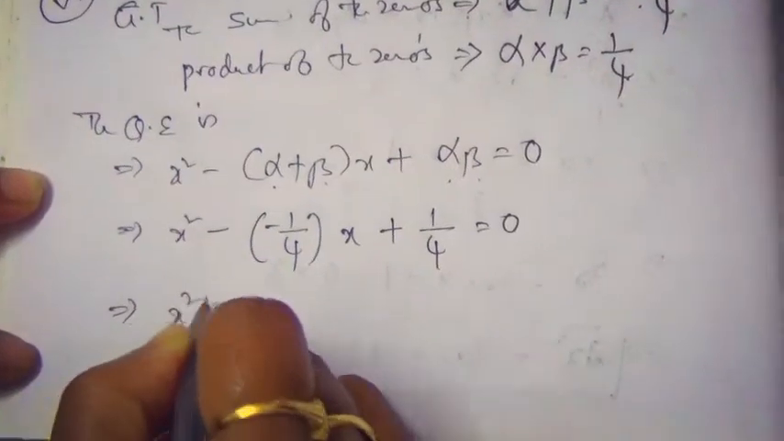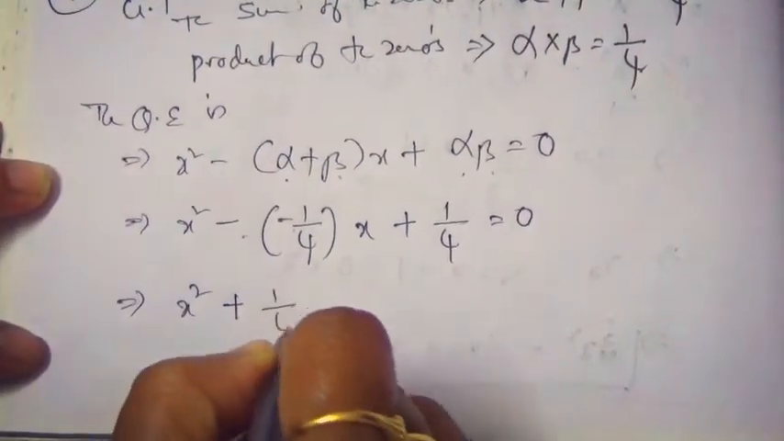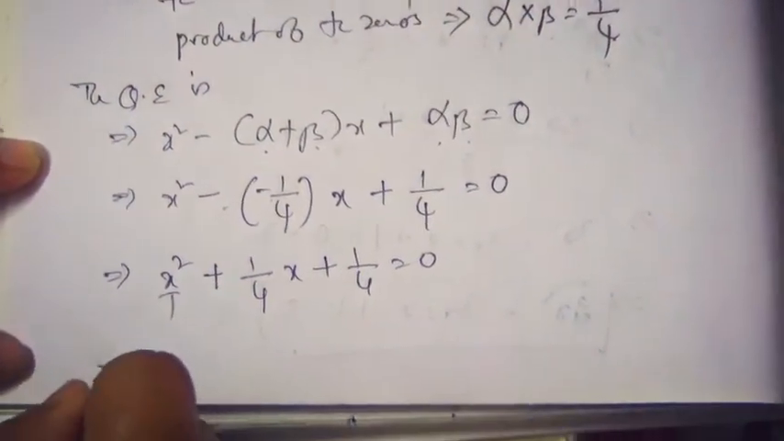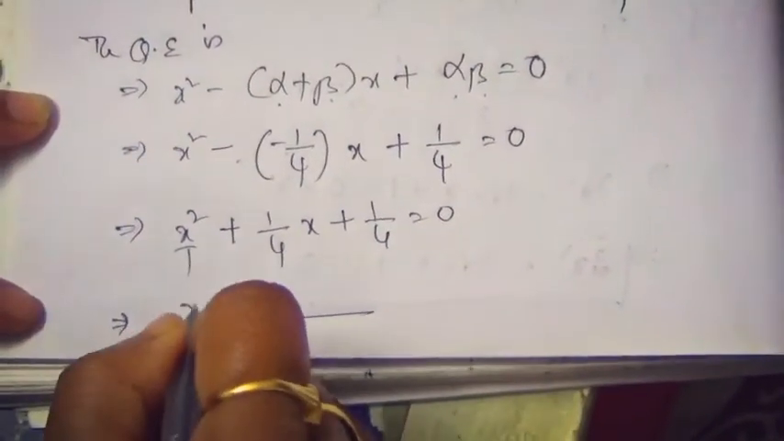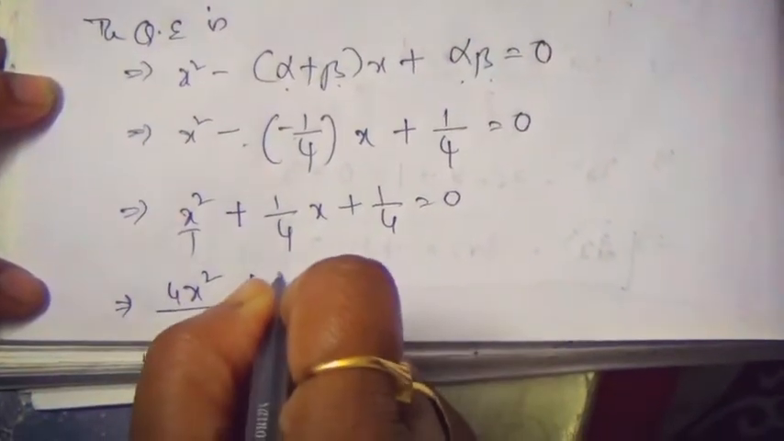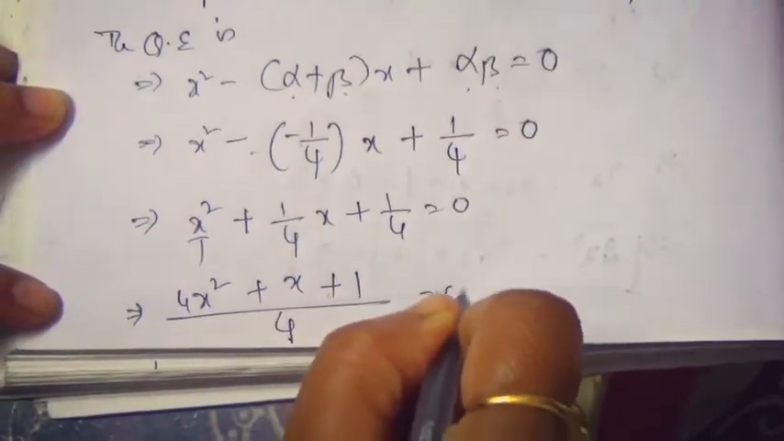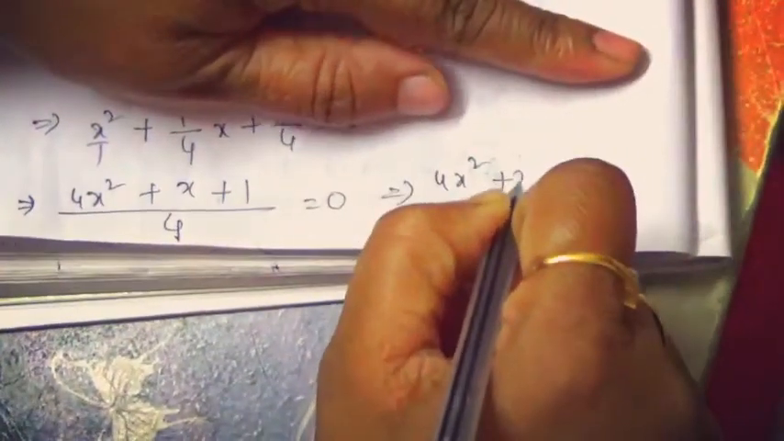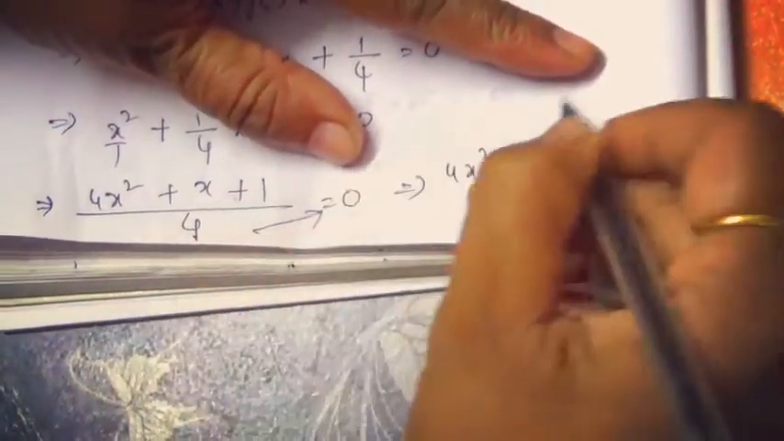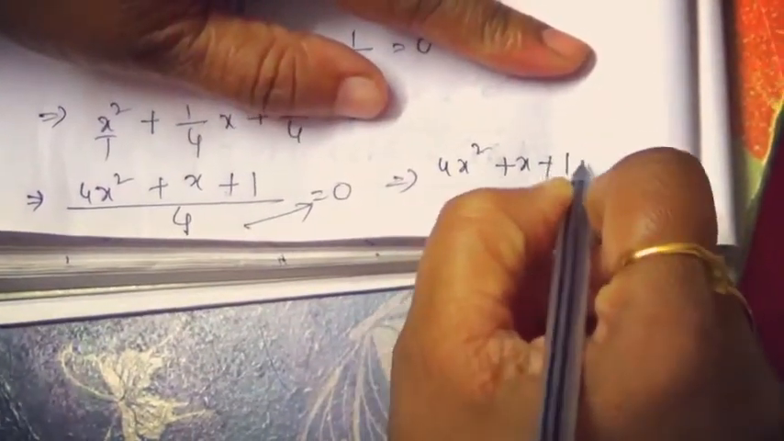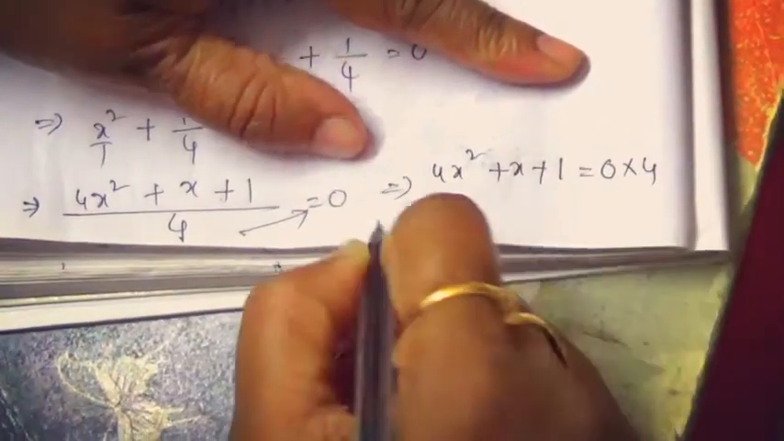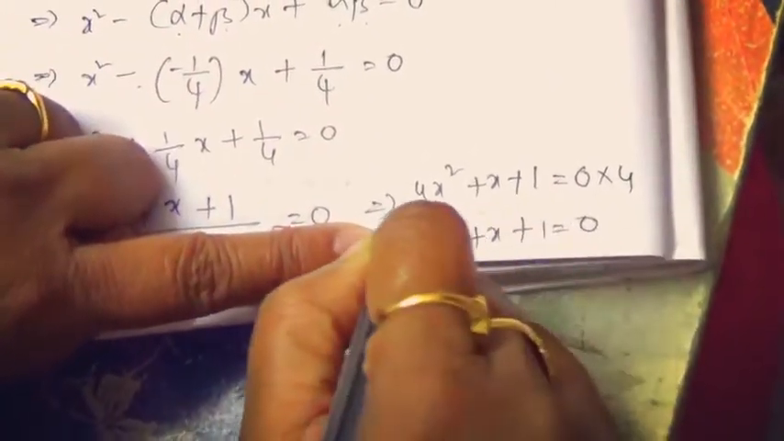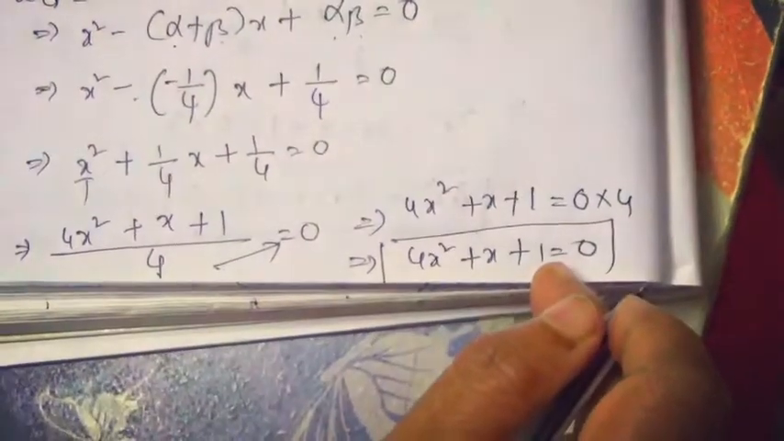That implies x square minus of minus plus 1 by 4 x plus 1 by 4 is equal to 0. You just keep 1, do LCM of this. 4x square plus x plus 1 is equal to 0. That implies 4x square plus x, take out this 4 to the other side, plus 1 is equal to 0 into 4. That implies 4x square plus x plus 1 is equal to 0. It is the final equation.